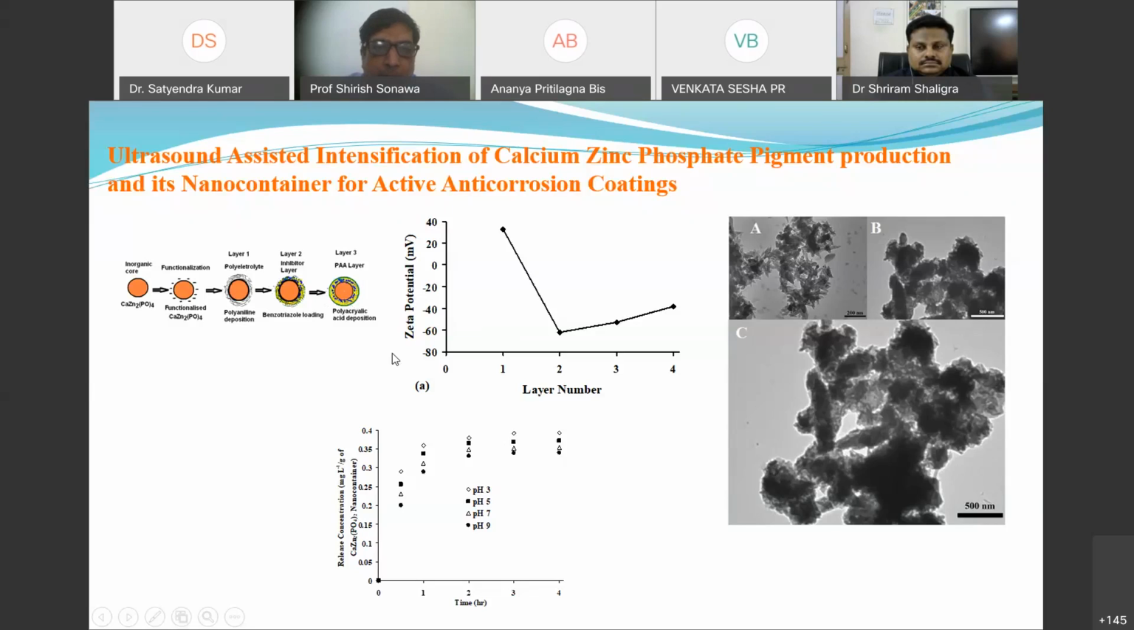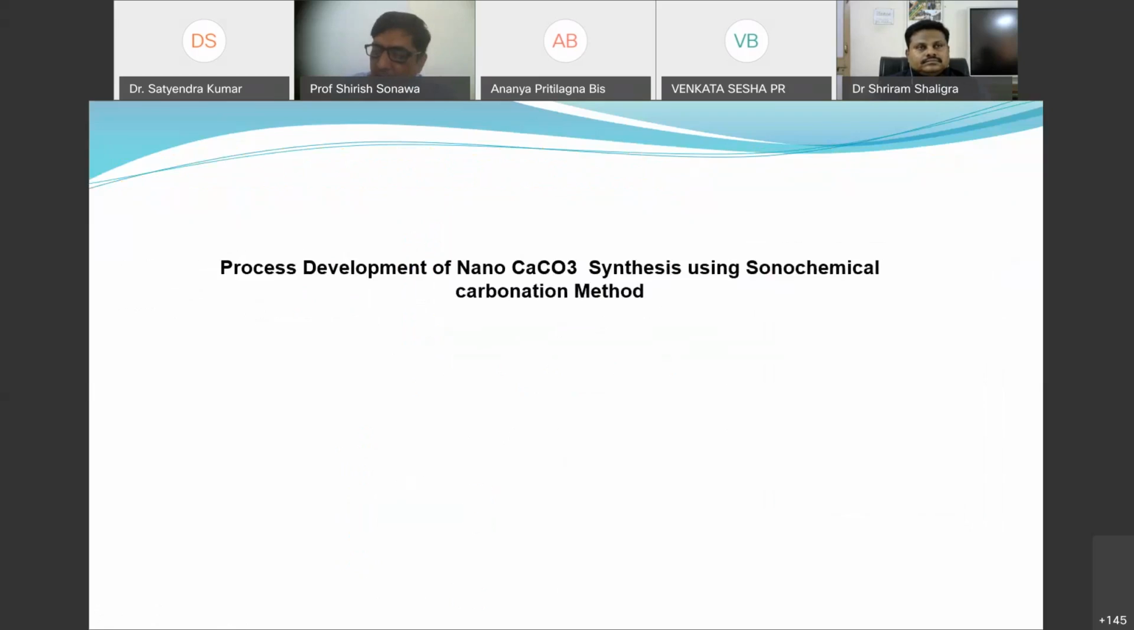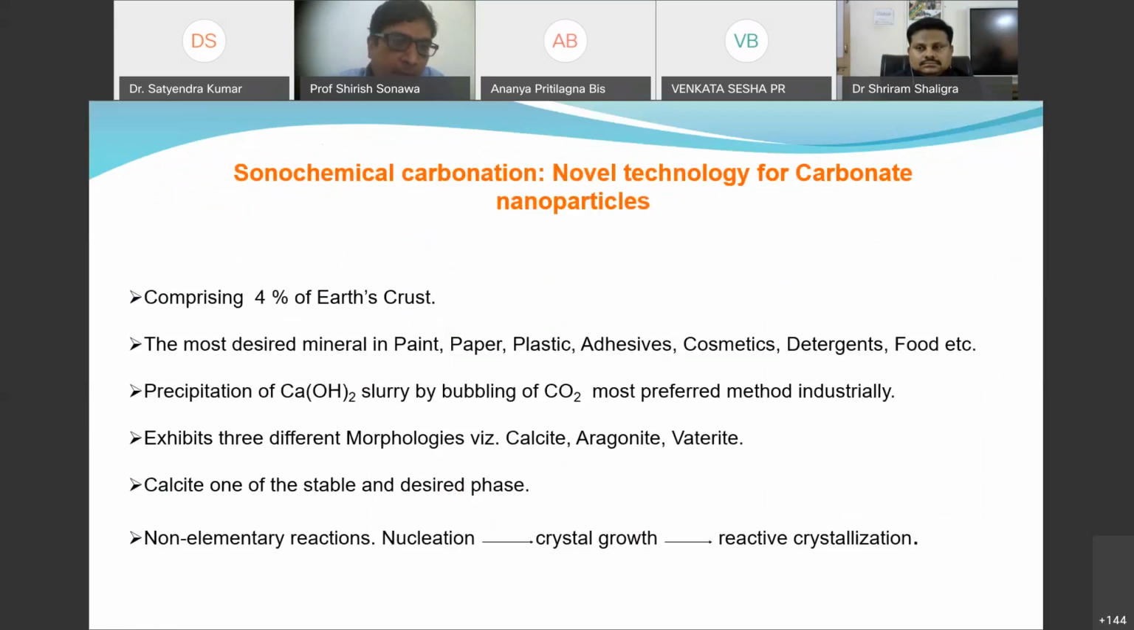Okay, now let us take, I think we have 15 minutes left, so I want to touch on the microreactors also. I will do it faster now. So let us talk about one methodology about how we can utilize this cavitation process for the large scale production of calcium carbonate. So calcium carbonate, if you look, has a number of applications.